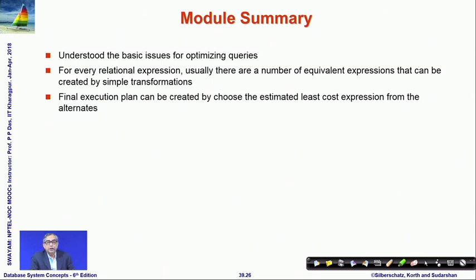So, in this module, starting from the notions of query processing in the earlier module, we have discussed the basic issues of optimizing queries, and we have shown that using a set of simple transformation rules, you can convert a relational expression into a number of equivalent relational expressions, and then evaluate them based on the estimated cost from the model that you are using and choose the best one. Dynamic programming is usually a good way of doing that.